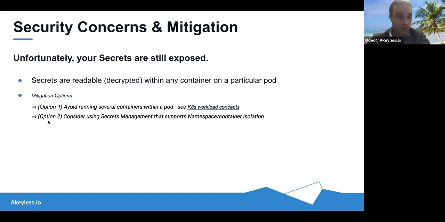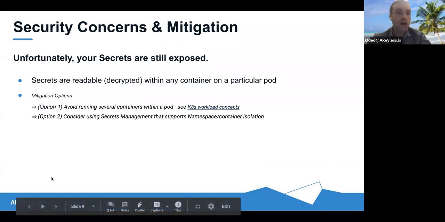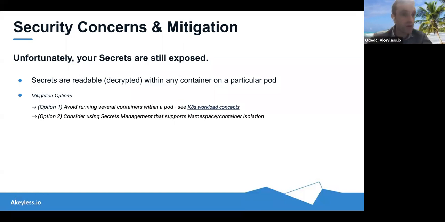So the real option, which is option 2, is to consider a secrets management solution that supports namespace isolation or container isolation, so that you can inject those secrets directly into that container, and say that only a certain namespace would be able to see certain secrets. Obviously, with Akeyless, this is something that we support, and this is something that we warmly recommend.